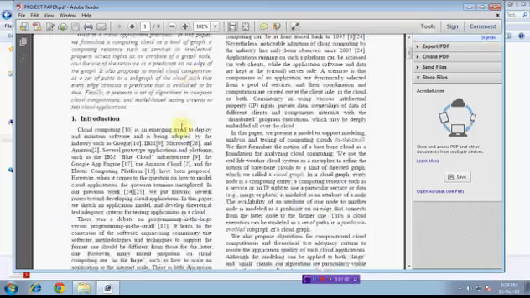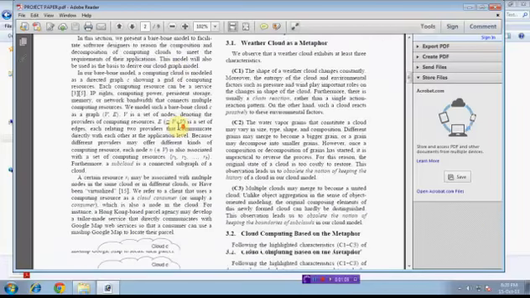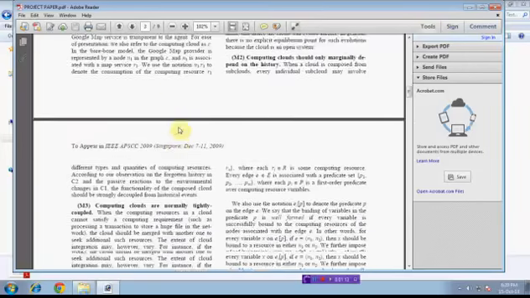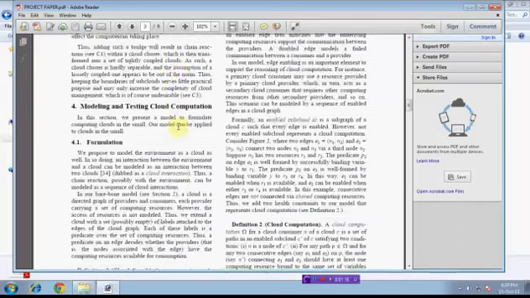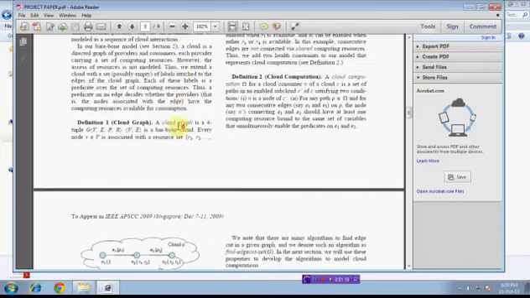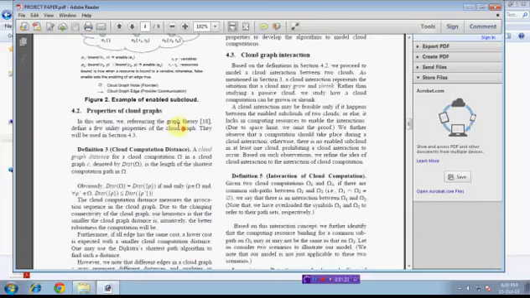Scroll through your paper; some algorithms are clearly written in this paper. Mainly, this paper focuses on three parts: one is the reform graph, another is the split graph, and finally the merge graph. The properties of our cloud graph: a graph contains n vertices and edges.